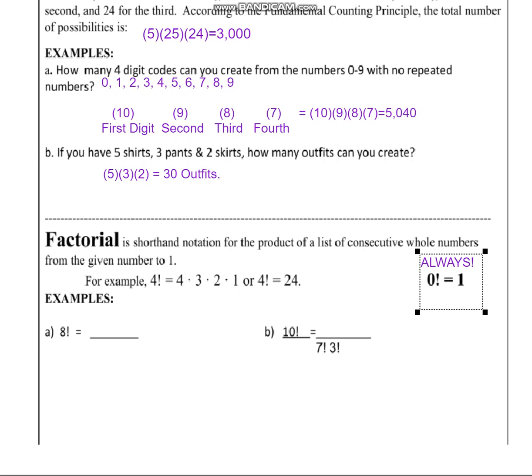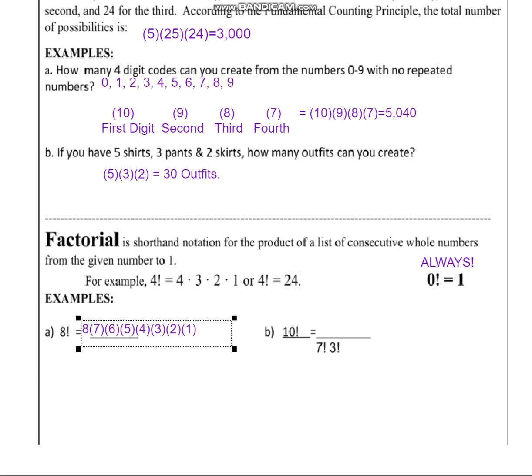So here, 4 factorial would be 4 times 3 times 2 times 1. So you would just multiply the first number by every number that's below it. Or 4 factorial is 24, right? So for 8 factorial, you'd want to set out 8 times 7 times 6 times 5 times 4 times 3 times 2 times 1. And really, your calculator should have a factorial button, but you guys need to know how to expand it out as well.